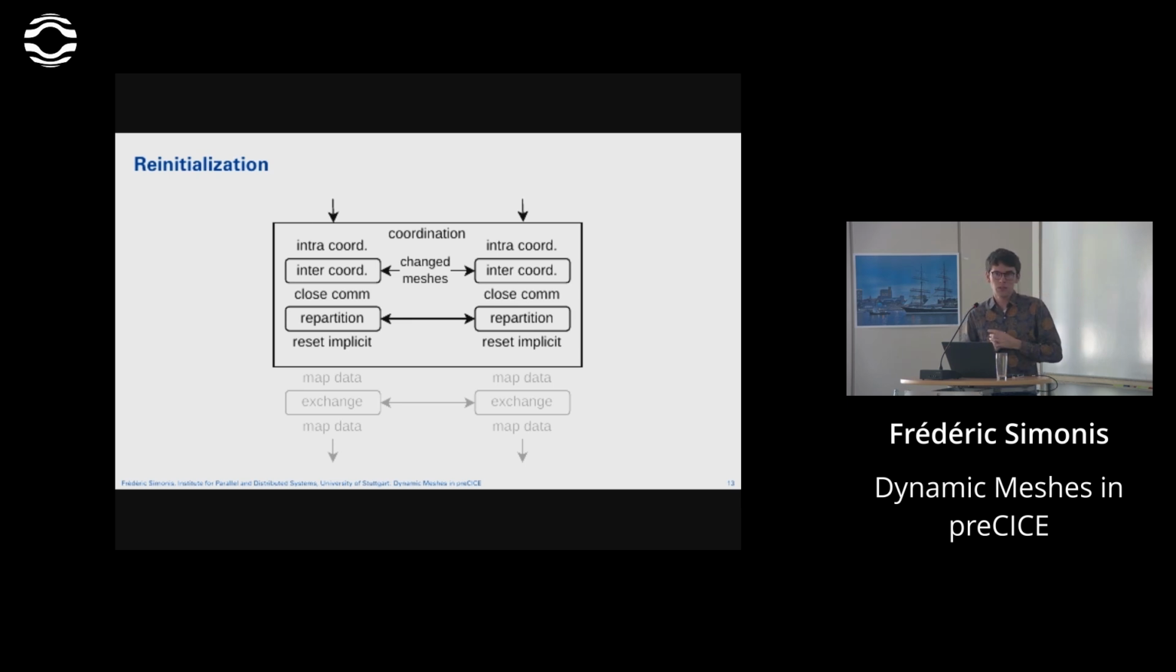And then at the end, we need to reset data that is specifically stored for your implicit coupling schemes. And this primarily affects historical data of quasi-Newton schemes, for example. Because again, the spatial discretization changes, so this doesn't match anymore.